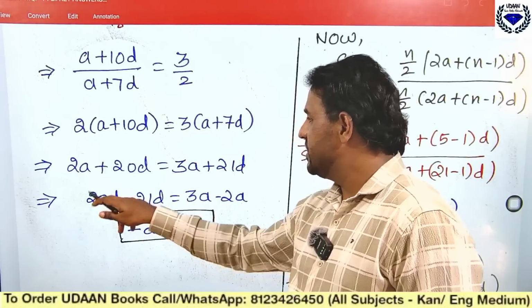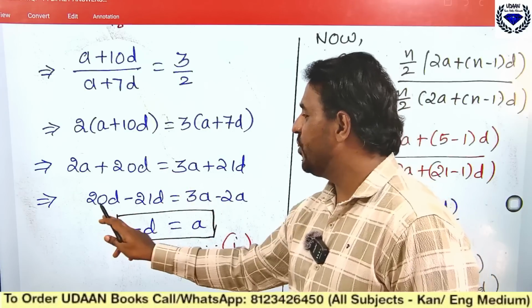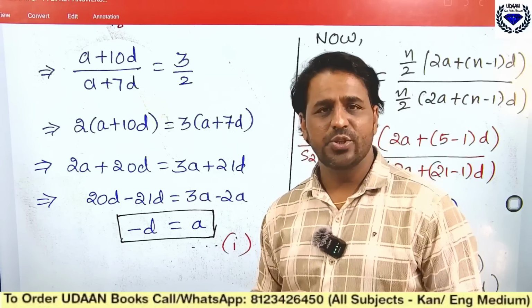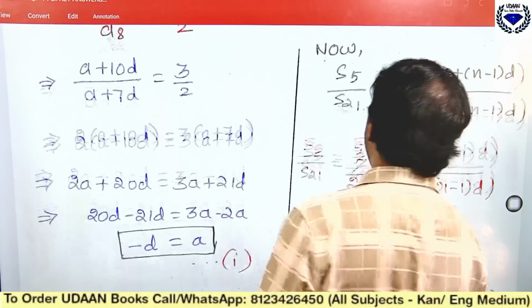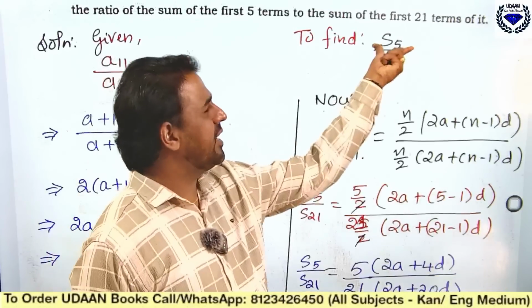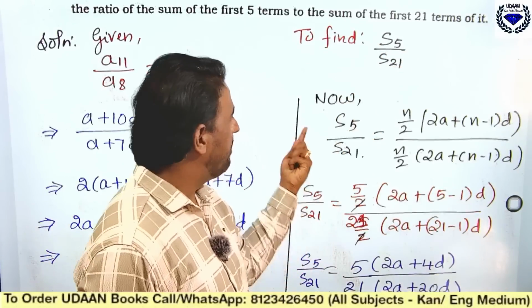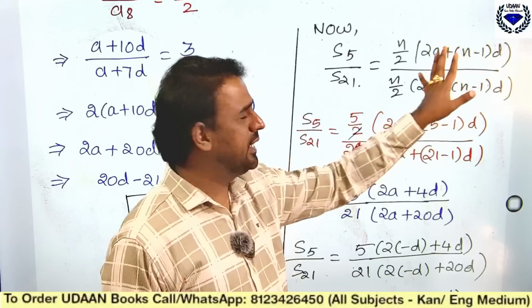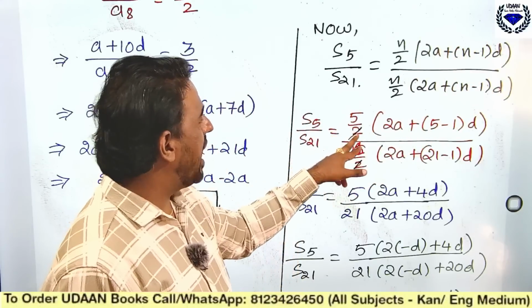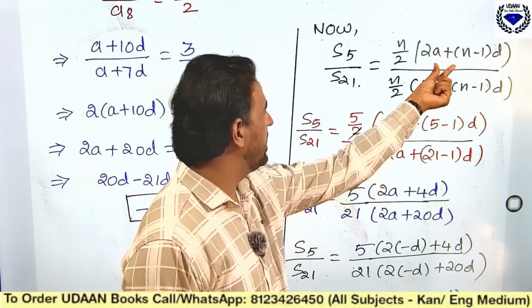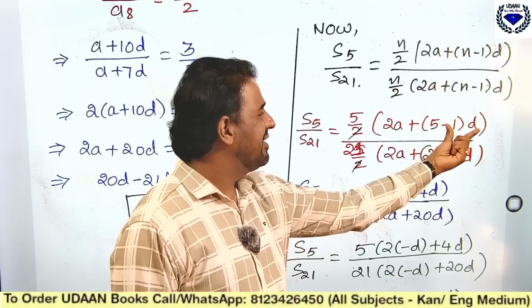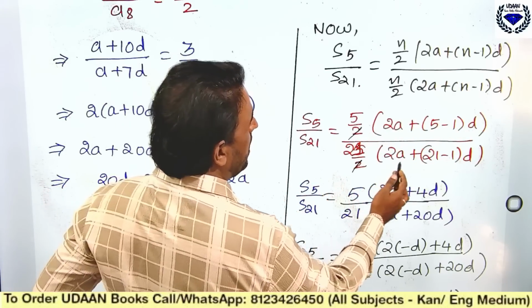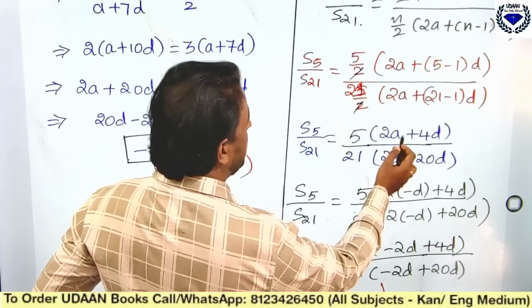Take D on one side, A on one side, rearrange. 20D minus 21D is minus D, 3A minus 2A is A. So you will get A is equal to minus D. Now we need to find the ratio of S5 by S21. You know the formula for Sn: n by 2, 2A plus n minus 1 into D. S5 by S21, 5 by 2, 2A plus 5 minus 1. n is the number below S, then D. Then 21 by 2, 2A plus 21 minus 1 into D.